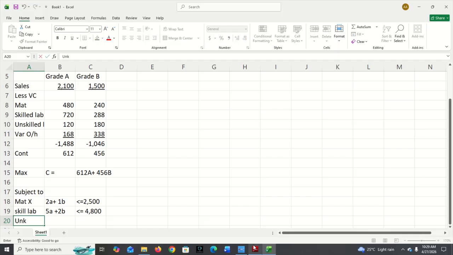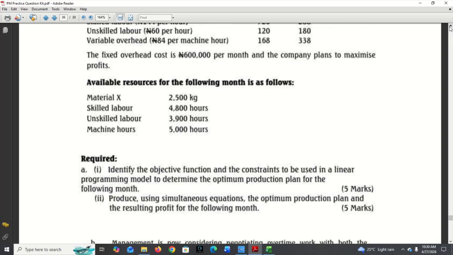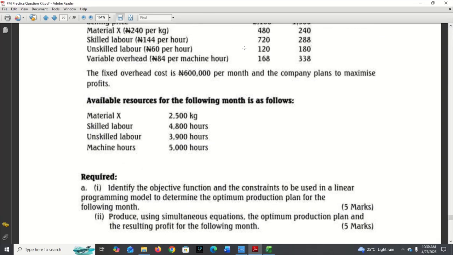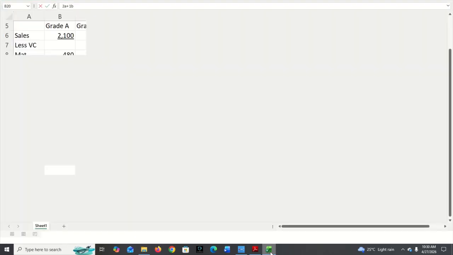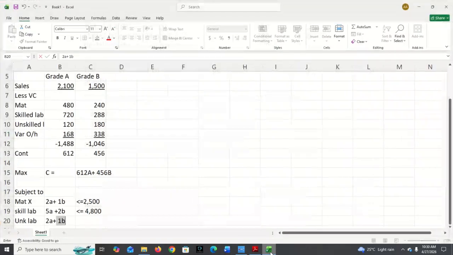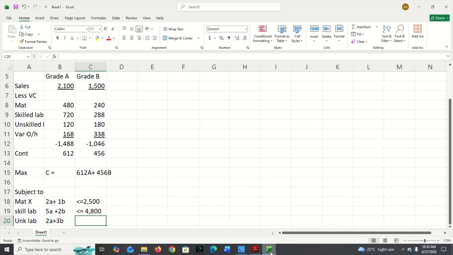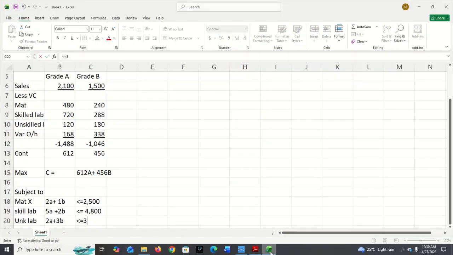Then unskilled labor. Let's calculate that. Unskilled labor is 120 divided by 60 naira per hour. That's 2. So we have 2A plus what's B? B is 180 divided by 60, which will give us 3B. So plus 3B. Then less than or equal to what's the total number of hours that we have? That's 3,900 hours.